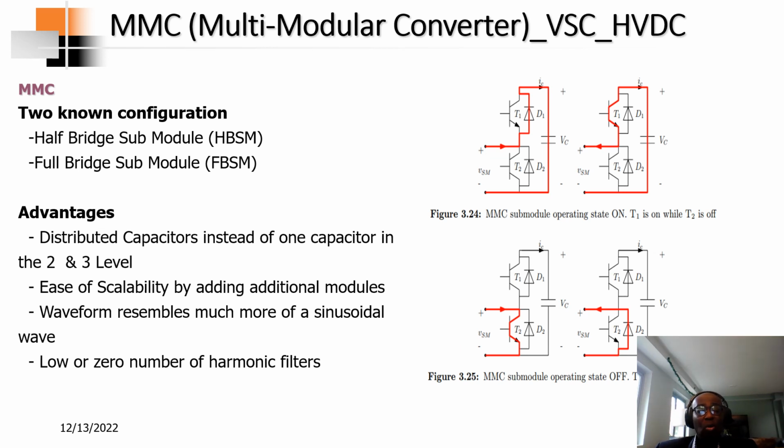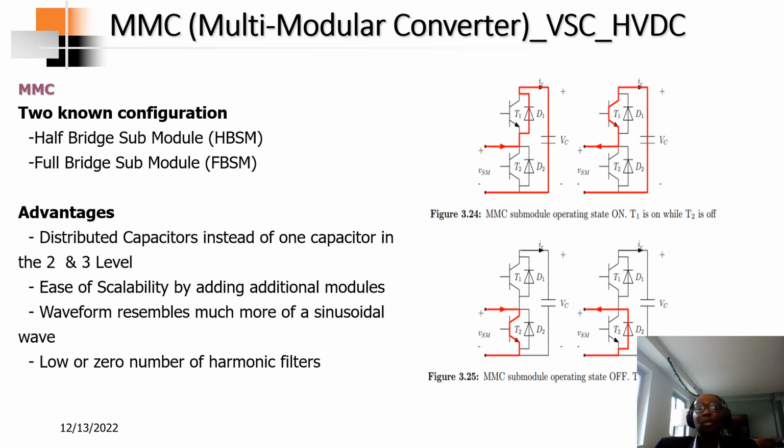It has low or zero harmonic filters, depending on the number of series-connected sub-modules that you have. So now let's talk about how it operates. You have an IGBT on top and an IGBT at the bottom, only 2 IGBTs for the half-bridge sub-module. The full-bridge sub-module has 4. So you have the IGBT transistor and the freewheeling diode.